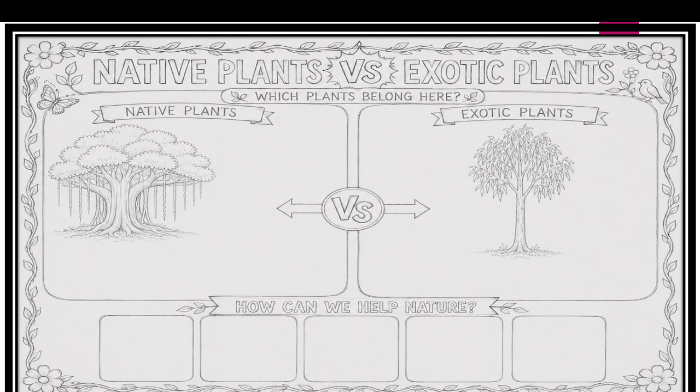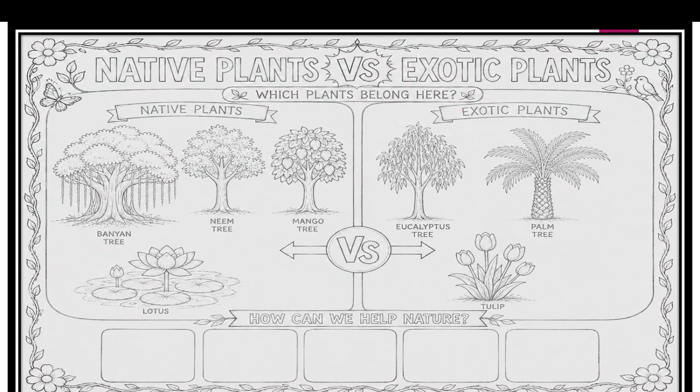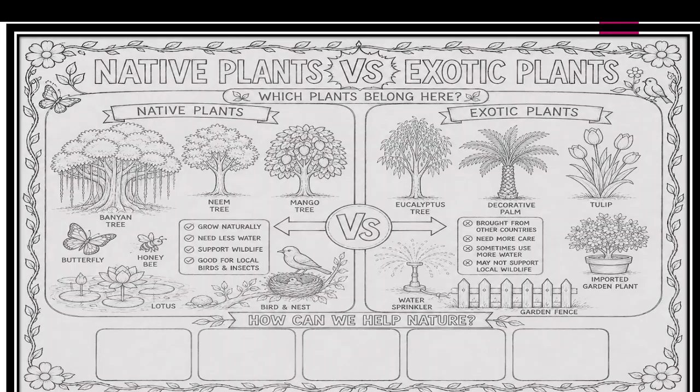Time for stage 2. Add a mango tree, add a neem tree, and on the other side, add a palm tree. Now put a huge VS in the middle. Can you already guess which side is more closely connected to the local environment? Don't answer yet. Keep watching. Now stage 3. Now things get interesting.